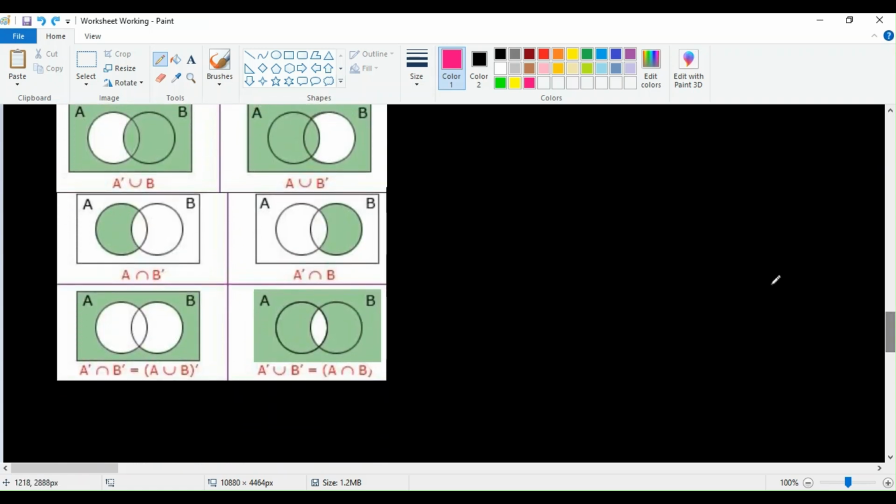When it comes to the next part, it says A intersection B complement. So B complement you don't touch, and you only have to shade the A part. When it comes to the opposite of it, here A complement means do not shade A and B should be shaded. Now, A complement intersection B complement is also equal to A union B whole complement. I've already explained this. And here A complement union B complement is equal to A intersection B complement. I should write it this way.